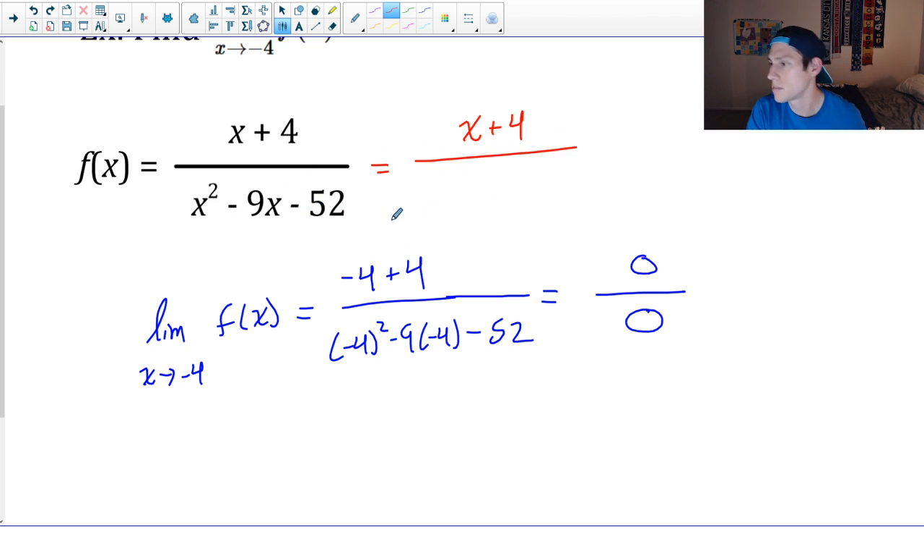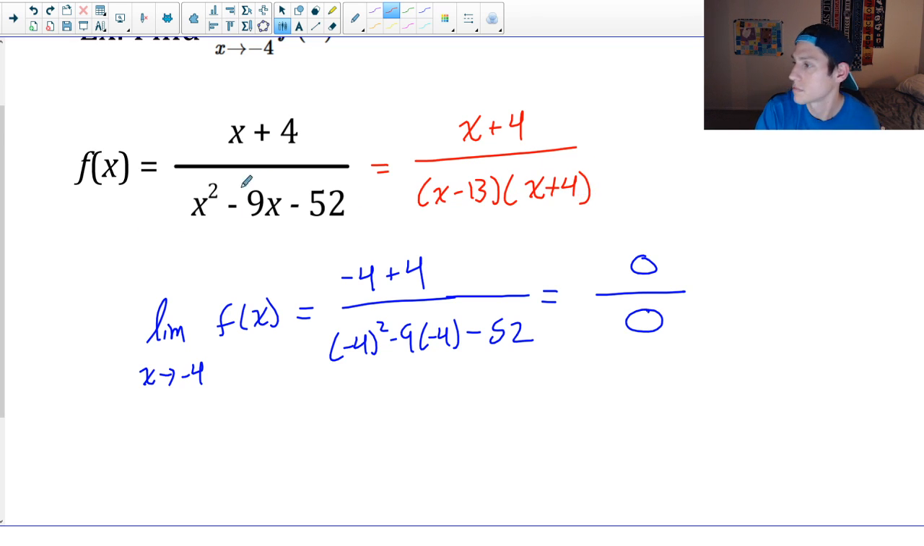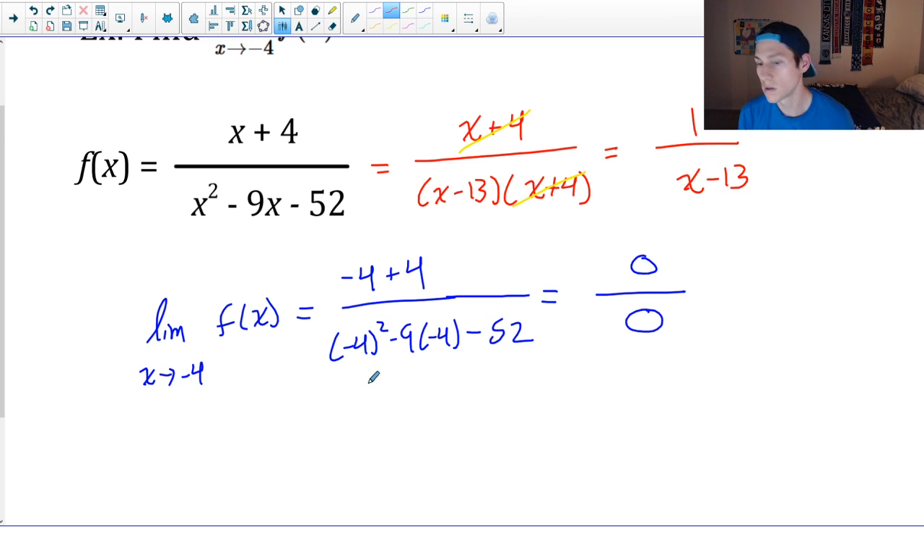So x squared minus 9x minus 52. This would factor into x minus 13 and x plus 4. And so, yeah, we can see then these x plus 4s would cancel. Just leaving me with 1 over x minus 13.